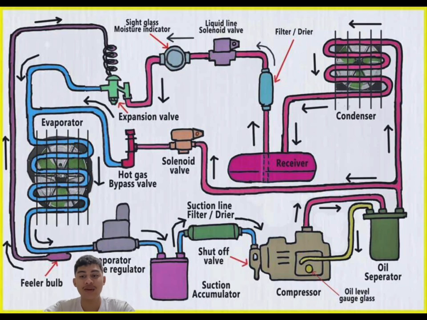The receiver stores the liquid, and the filter and dryer, and sight glass clean and check the refrigerant. The solenoid valve controls the flow, and the expansion valve drops pressure to cool. Then we have the vapor-liquid mix, and the evaporator absorbs the heat so the refrigerant evaporates. The feeler bulb, regulator, and bypass manage temperature and pressure. And we have the accumulator to ensure no liquid reaches the compressor.